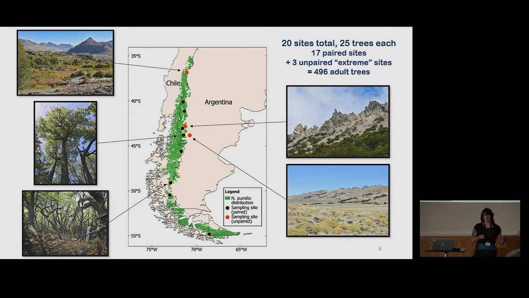One is kind of out in the steppe by itself, very, very dry. The other is up in kind of a blind valley in the Andes. It's very high and dry. The third, unplanned, unpaired site is this furthest north site.